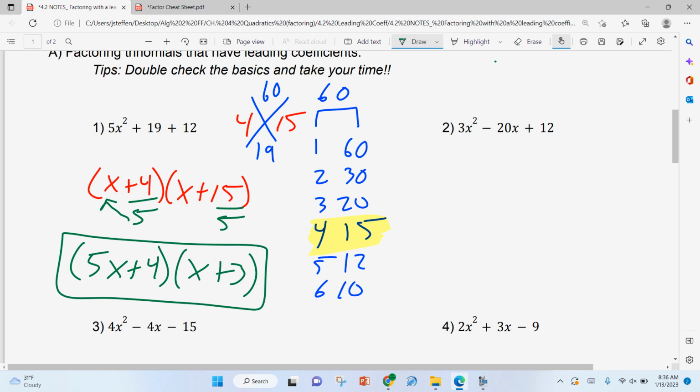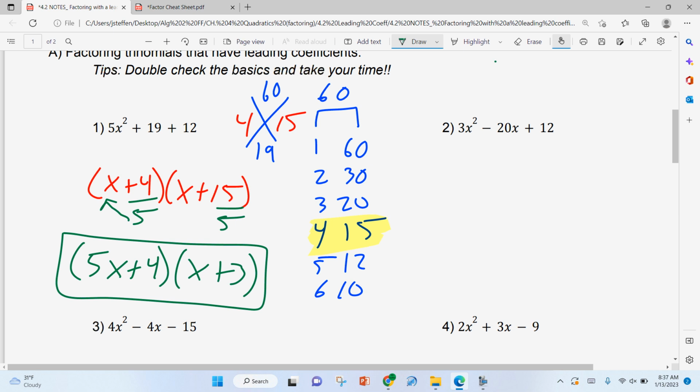Last but not least, before we move on, you could take a lot of time and actually multiply this out to make sure you end up with this answer. 5x times x is 5x squared. 5x times 3 is 15x. 4 times x is 4x. 4 times 3 is 12. Combine your like terms, you should get what you started with. If you want to check your work, that's the best way to do it.